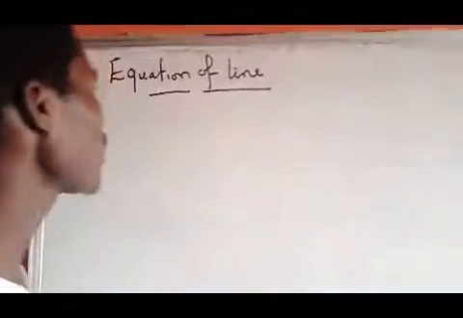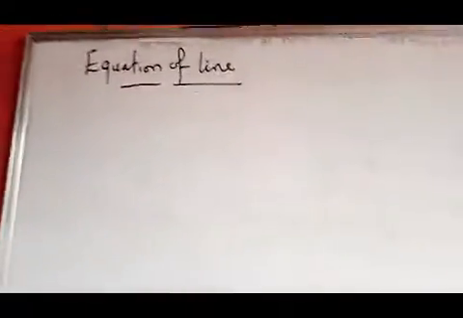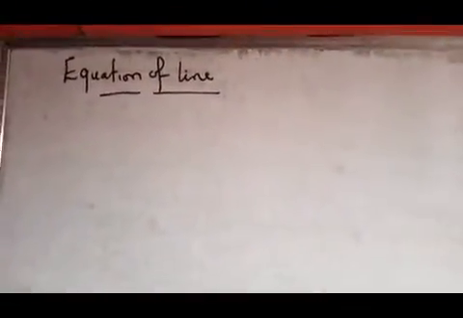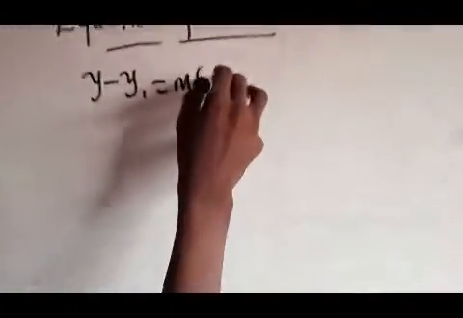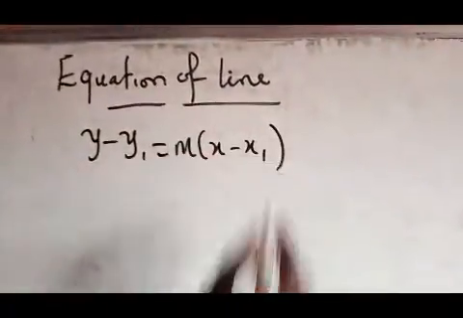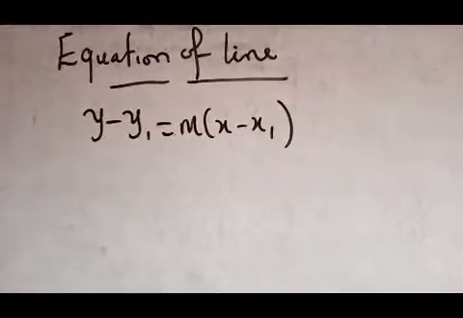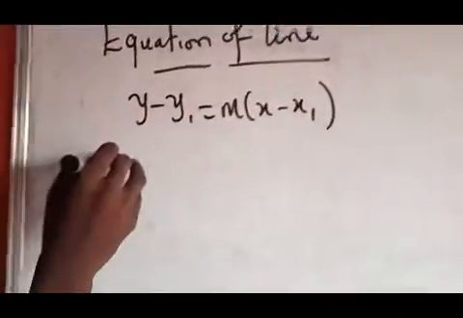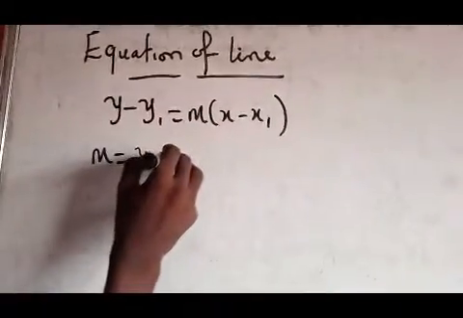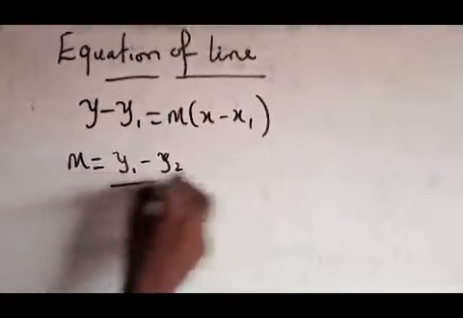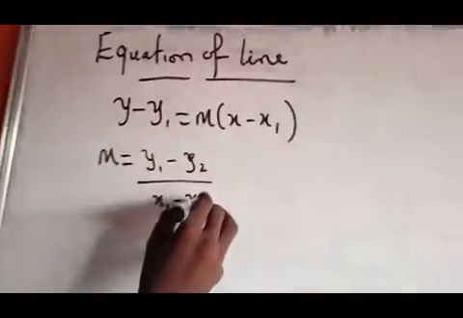Alright, today we'll be talking about the equation of a line. In the last class, we spoke about finding the equation of a line using one point, and we said our formula is y minus y1 equals m open bracket x minus x1. So from this, if you have two points, how are we going to do it? Knowing that your m is the gradient, which is y1 minus y2 over x1 minus x2.